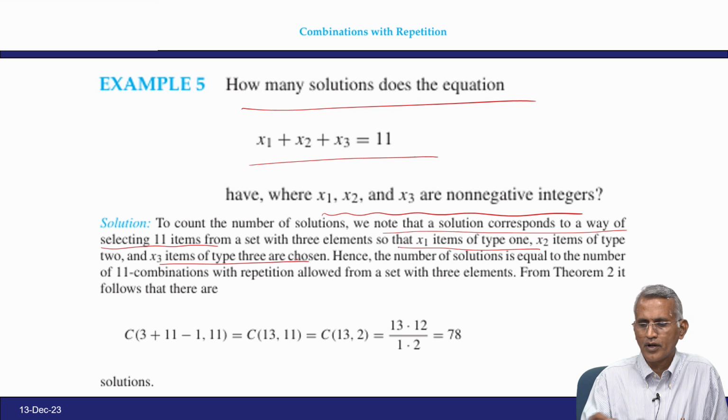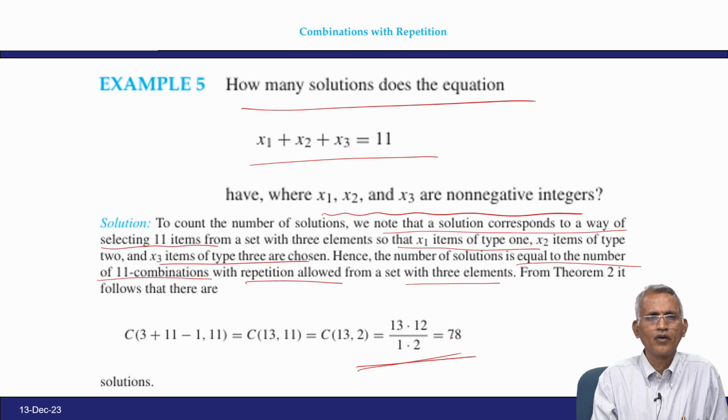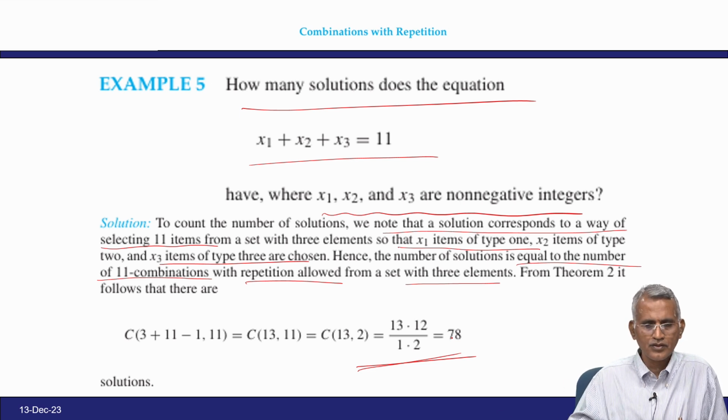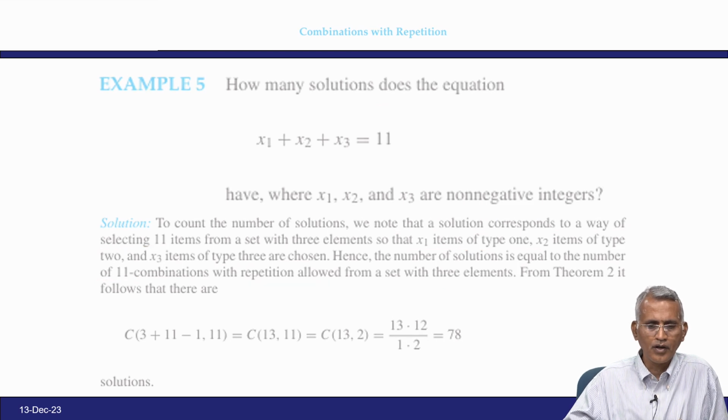Therefore, the number of solutions is equal to the number of 11-combinations with repetition allowed from a set with 3 elements. From the theorem it follows that it is (11 + 3 - 1) C 11, which equals 13 C 11, which is equal to 13 C 2, which is 13 into 12 divided by 1 into 2, equal to 78. So, this way we can find the solution to the problem.